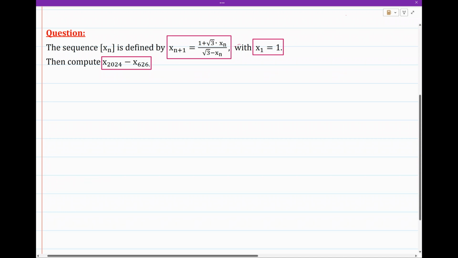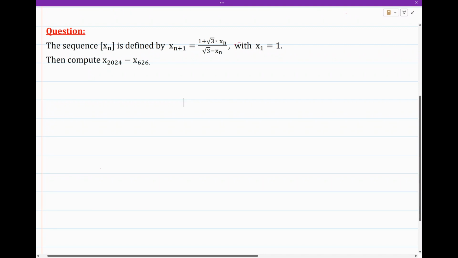The sequence xn is defined by xn plus 1 is equal to (1 plus square root of 3 multiplied by xn) whole divided by (square root of 3 minus xn), with x1 is equal to 1. Then we have to compute x2024 minus x626.